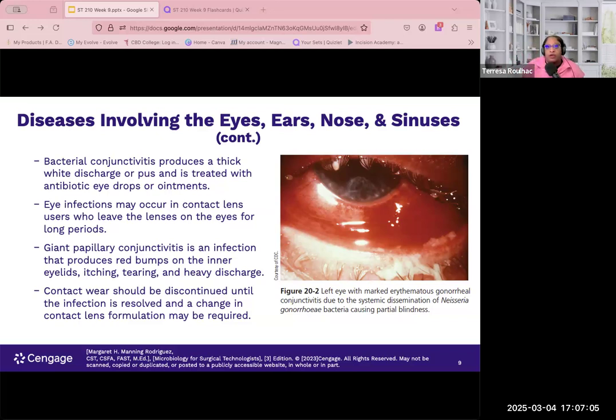So we'll tell those patients to hold off wearing contacts, just wear your glasses, because you don't want to have something foreign in there when you're trying to heal your eye. Okay.